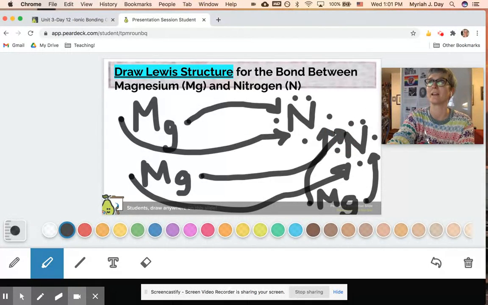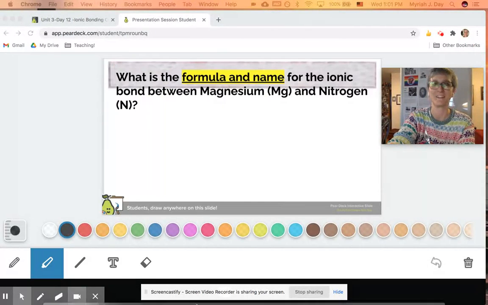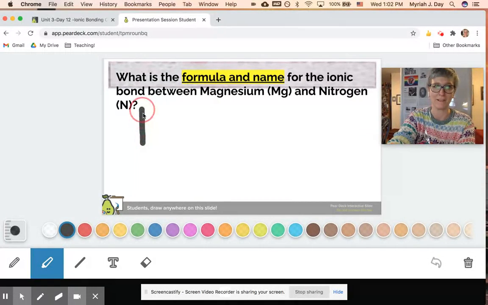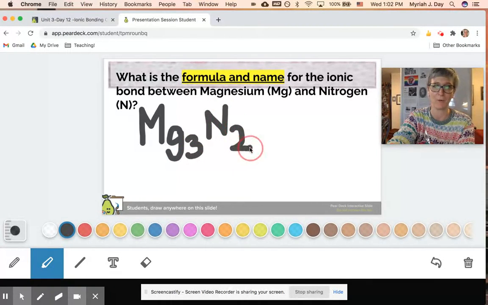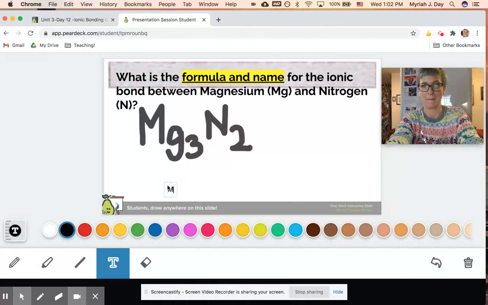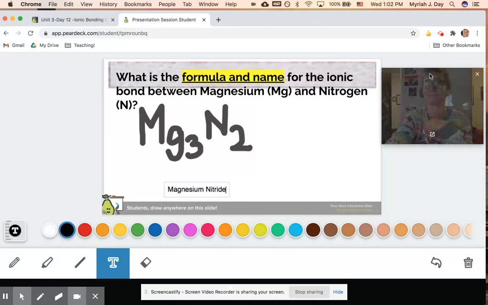So the formula and the name is coming here. The formula for magnesium and nitrogen together would be Mg3N2. It's a little trickier. I won't have one like that on the assessment except for a challenge, but the name for it would be magnesium nitride. All right, so there are those from what we did in class.